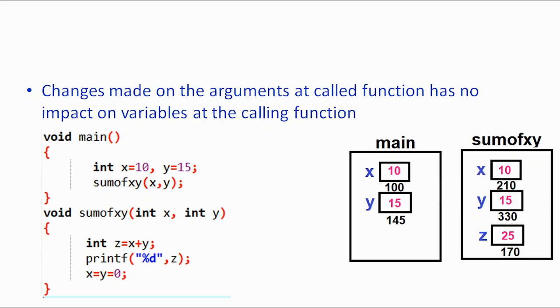But just like the certificate copy, changes made on the copy of values received at the called function have no impact on the original values at the calling function. In this example, x and y are modified to have 0 in the sumxy function, but this modification has no impact on the x and y variables in the main function since they are physically different and have their own memory locations. So their values remain the same. This method of argument passing is also called call by value.